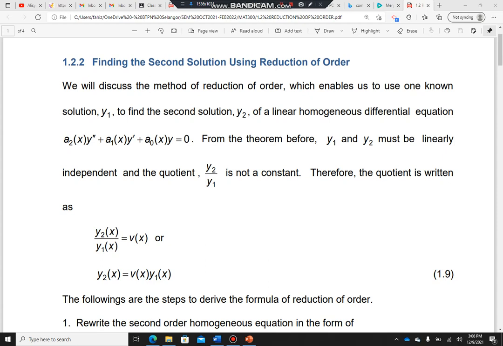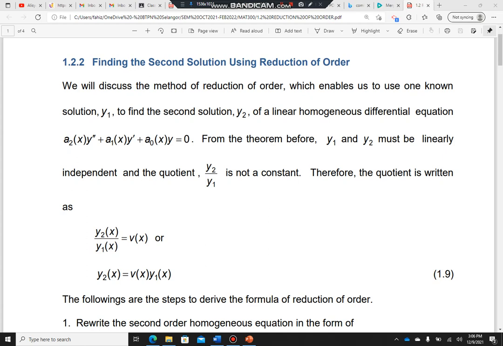Okay, next topic, finding the second solution using reduction of order. We will discuss the method of reduction of order, which enables us to use one known solution y1 to find the second solution y2 of a linear homogeneous differential equation a2(x)y'' + a1(x)y' + a0(x)y = 0.